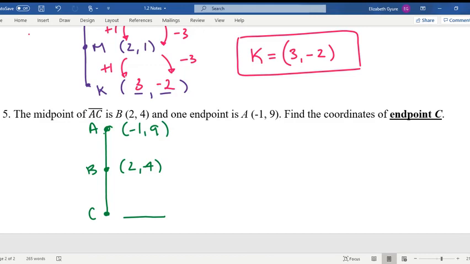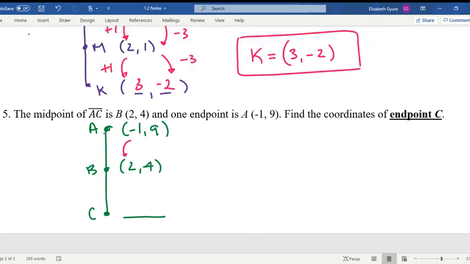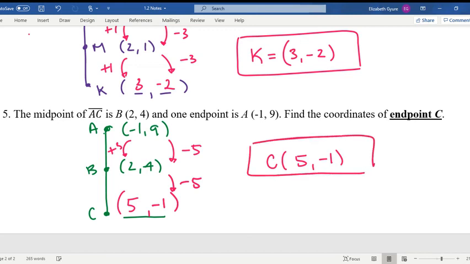So again, we need to figure out numbers that would make 2, 4 be right smack dab in the middle. So let's figure out our differences here. To get from negative 1 to 2, you would have to add 3. Well, 2 plus 3 is 5. And to get from 9 to 4, you would have to go down 5. So go down 5 again, and 4 minus 5 is negative 1. And that's it. Sorry about the announcement. So C is 5, negative 1. Okay, and you guys can check that as well.